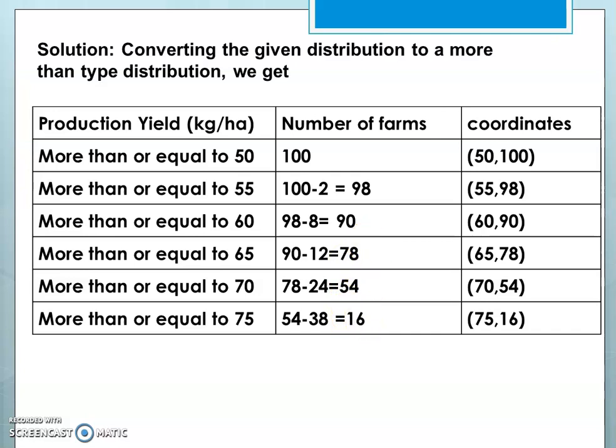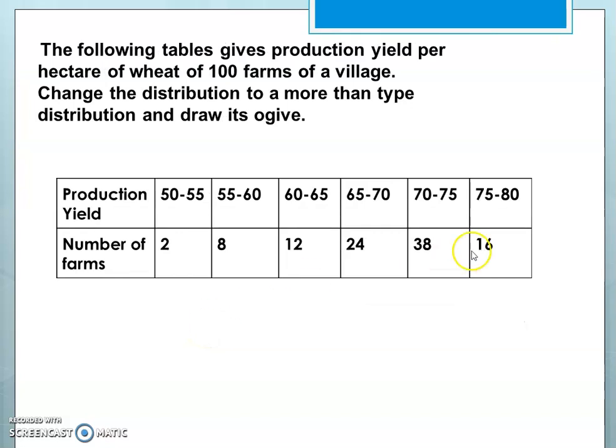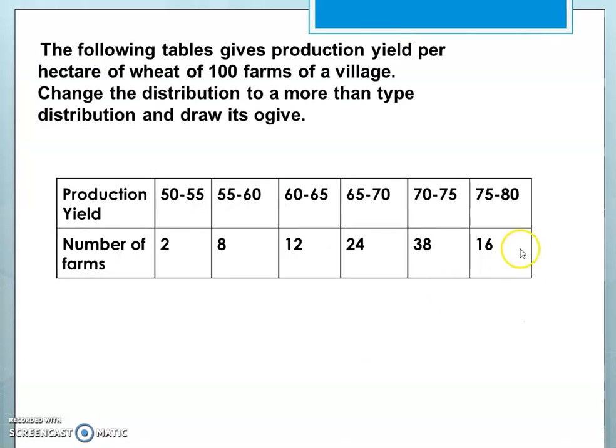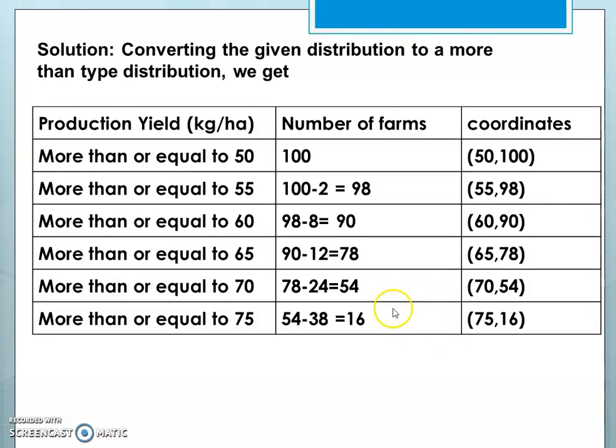Now another way to do it is start from the bottommost one, that is more than or equal to 75. If I go back to the table, more than or equal to 75, I have 16. So start from the bottommost and write 16 over here. Then more than or equal to 70, I will add 38 plus 16 to get this one. So that way you can move from down to up by adding, or from top to bottom you can come by subtracting. So by both ways you can do it.